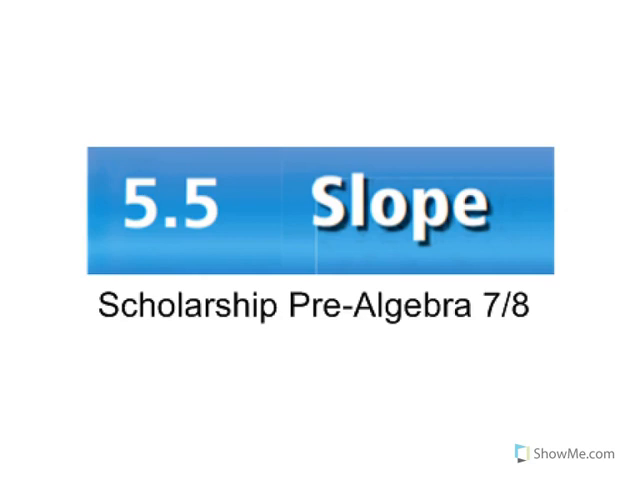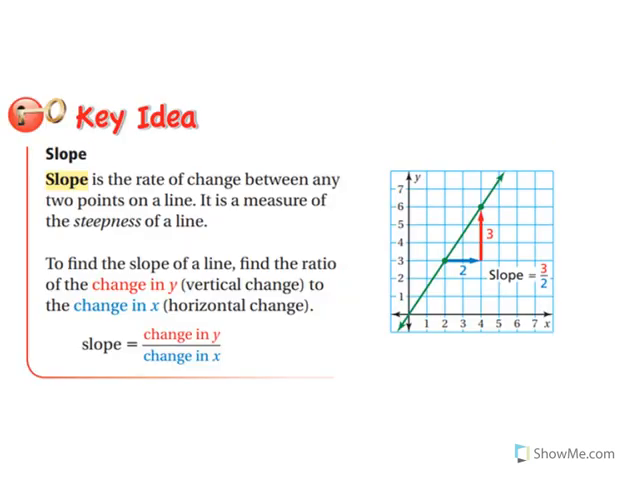Okay, so we are getting into chapter 5.5 in our notes. This chapter section is covering slope. So let's dive into this, see what you guys think of it. Now, slope, by definition, is the rate of change between any 2 points on a line. It is the measure of steepness of a line.